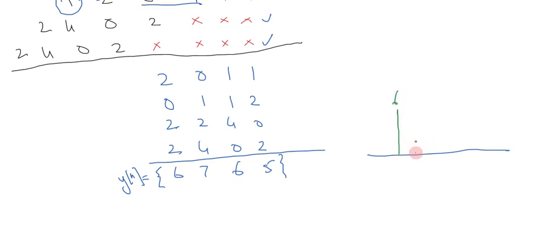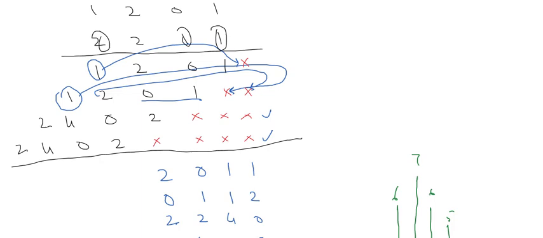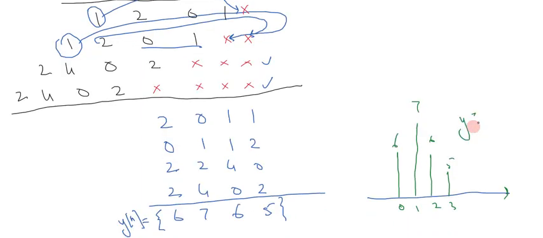6, 7, 6, 5, and this is 0 1 2 3. This is your answer. This is the circular convolution of x of n and h of n.